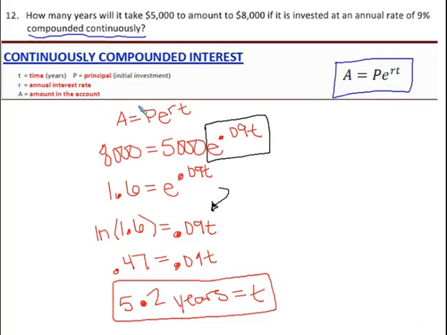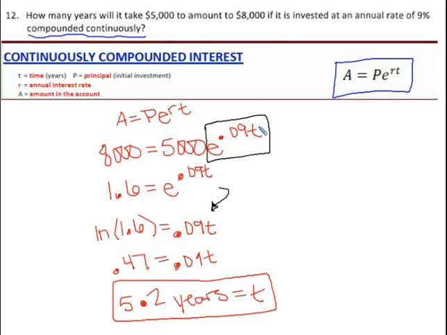Alright, so let's check it out and see how we did. Using our PERT equation, A is the amount in the account. We eventually want $8,000 in our account after we let it sit in there for a while. P is the principal, or what we initially put in, which would be that $5,000. And the rate in this case is 9%, but remember we have to write that as a decimal, so 0.09.